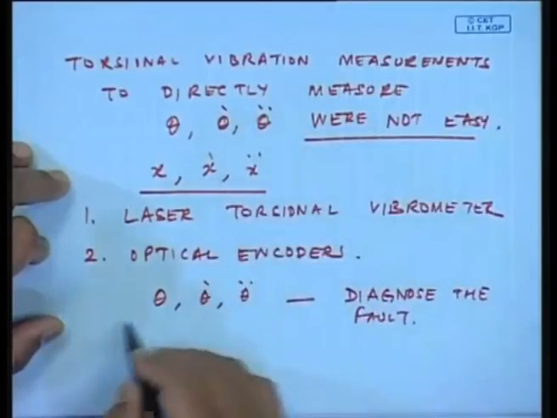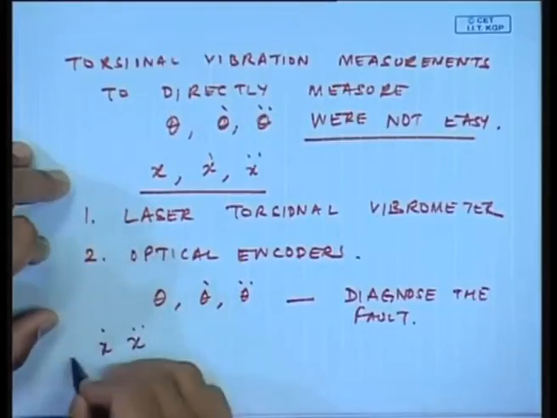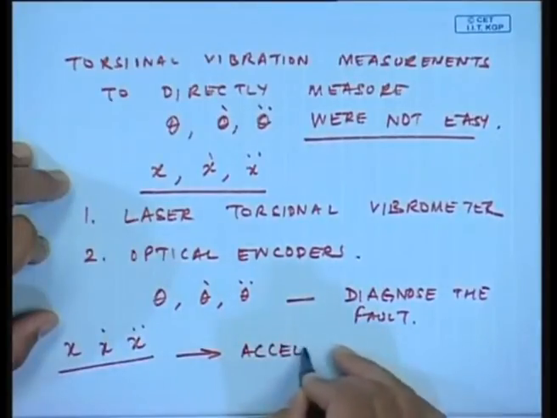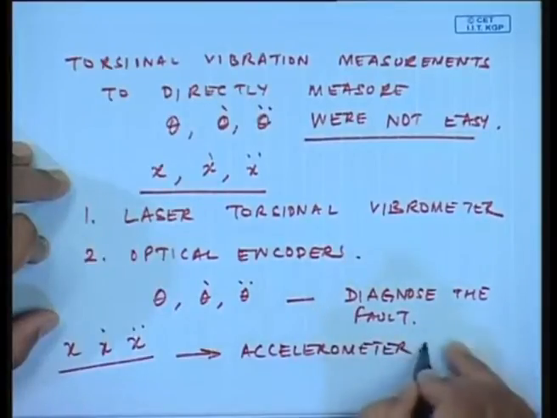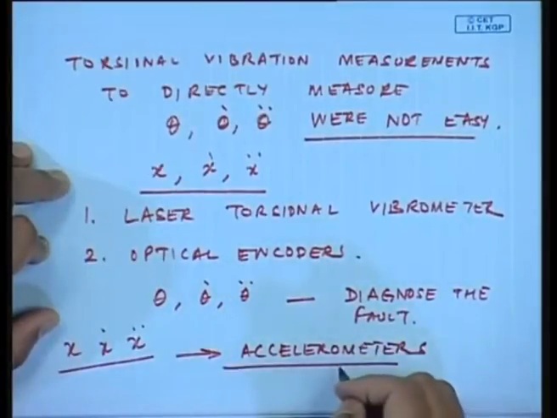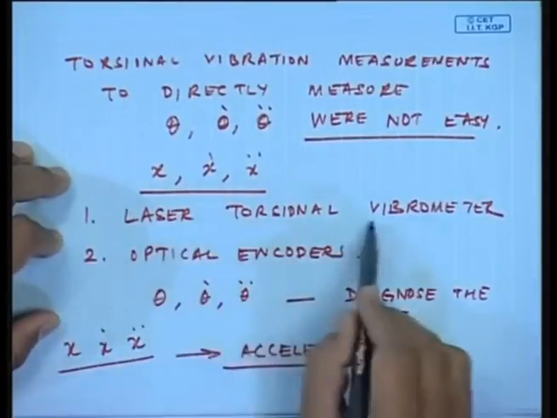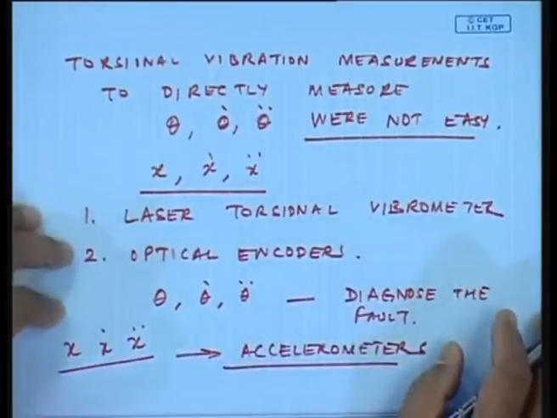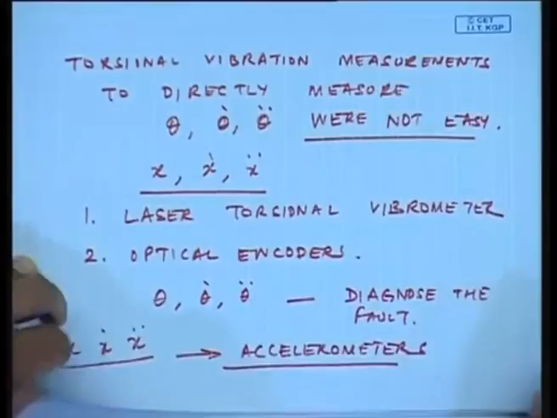And this is to say that we do not use x or x dot or x double dot, which were measured by accelerometers, which are essentially contact type and have to be mounted to the casing wherein the vibration is occurring, unlike the laser torsional vibrometer or the optical encoders, which are non-contact in nature and can be very easily used and adapted to measure torsional vibrations.